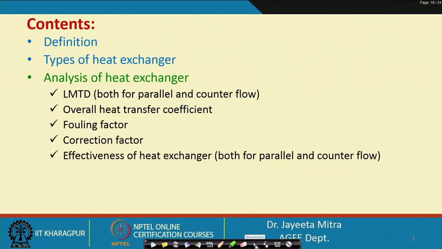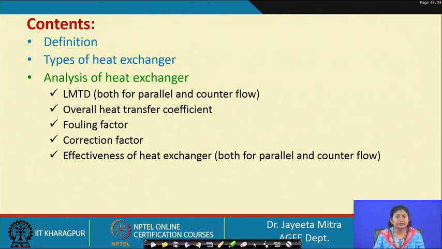As you know, heat exchangers are very important equipment that is most commonly used in many food processing applications. So, we need to know the basic or important parameters based on which we can design a heat exchanger. What are the important parameters? Today we will learn those things.